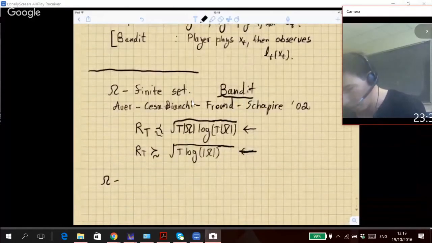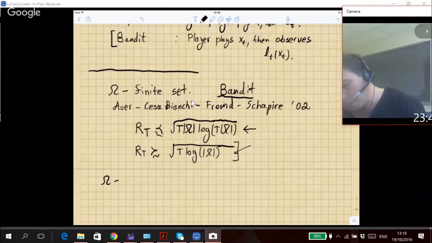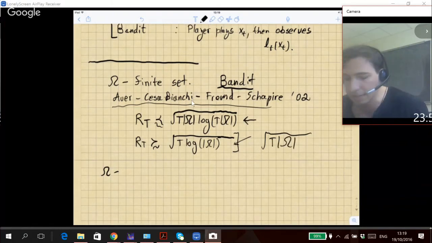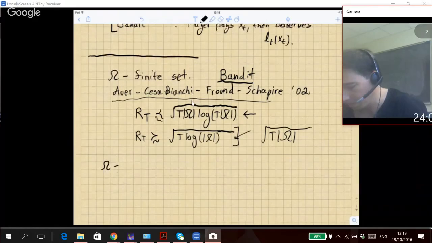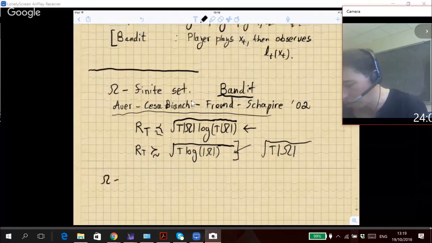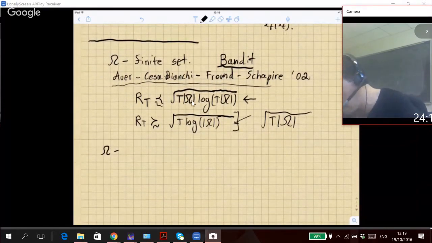Okay, sounds good. Sorry, I was a bit confused before. So in the discrete setting, this is what random gives you, but there's actually an example given by these guys that the regret can be at least this thing. So this is tight up to the log factors.